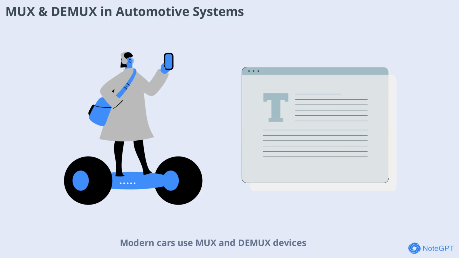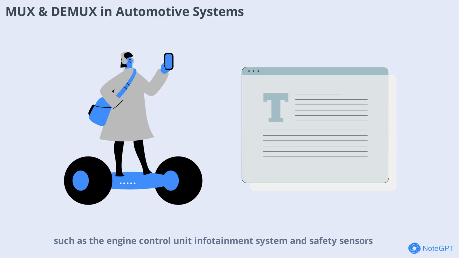Modern cars use MUX and DEMUX devices to manage communication between different electronic modules, such as the engine control unit, infotainment system, and safety sensors. This reduces wiring complexity and improves reliability, which is critical in automotive design.